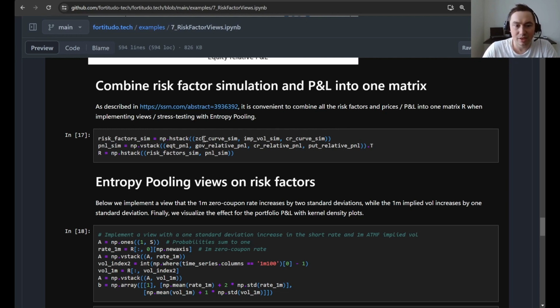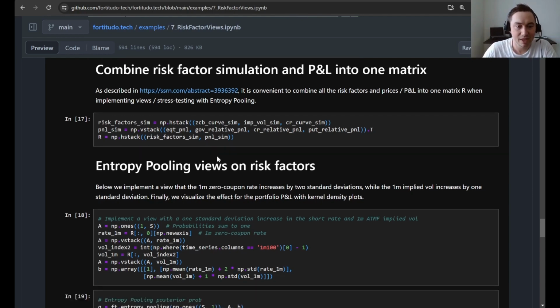So this is what we do here. Basically we do the simulated zero coupon curve, implied volatilities, and then credit spread also, and then add it to the P&L simulations that we have, because now we can just implement views on the risk factors, and then we can see what happens to our P&L immediately.